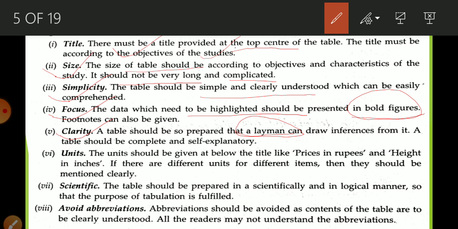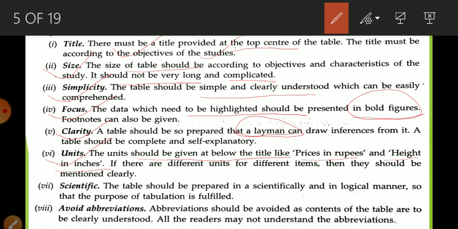Now units. The unit should be given below the title, like price in rupees, height in inches. Units mean whatever variable you are taking, it is measured in what terms, and it should be written clearly. If we are taking a price, then price in what? Rupee, dollar, euro, it should be written clearly.